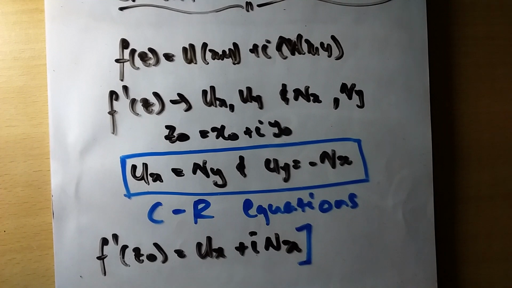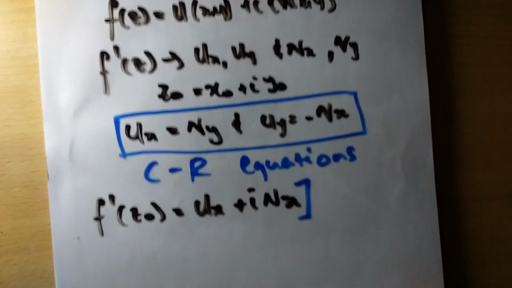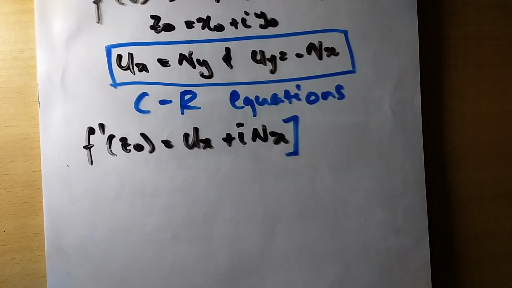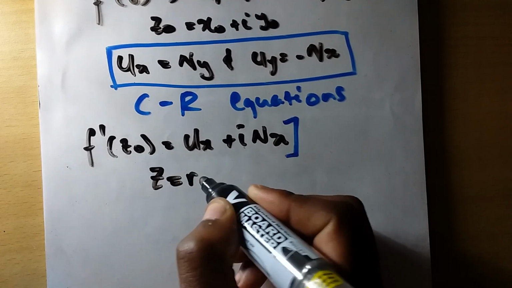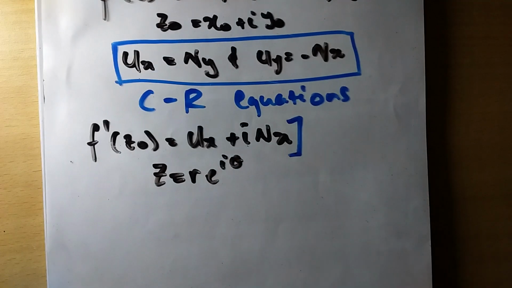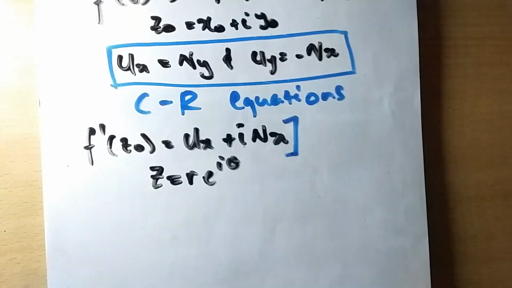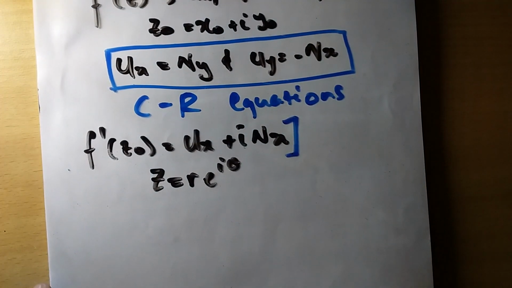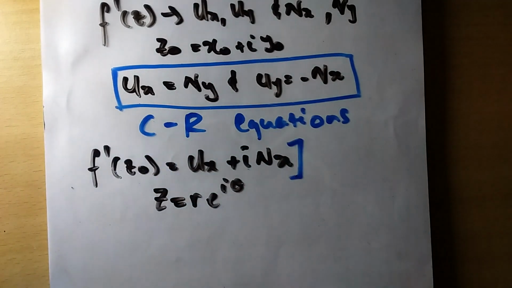But today, as I said, we'll be doing Cauchy-Riemann equations in polar form. Now, let us start by a quick recap. Remember that a complex number in polar form is given by this, where e to the i theta is called the Euler equation.